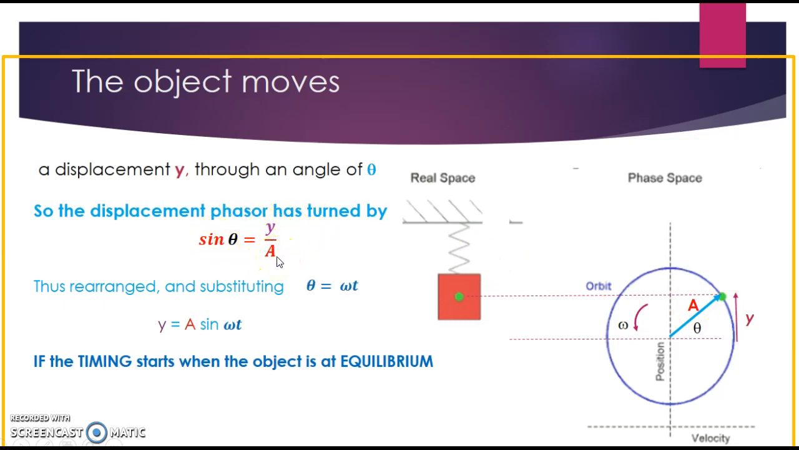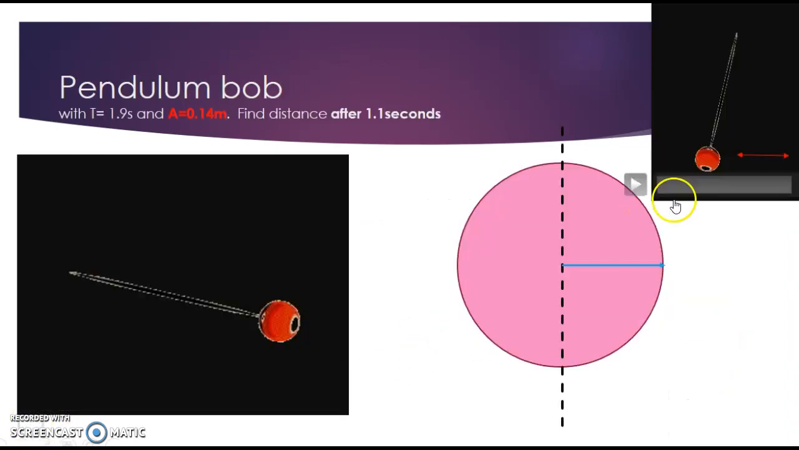If we rearrange that and we substitute in that we know that angular displacement is angular velocity times time, then we come out with this equation. And this equation is going to be used to find the displacement for the simple harmonic motion object when the timing starts at equilibrium. So let's look at the example on page 161, the second half of it.